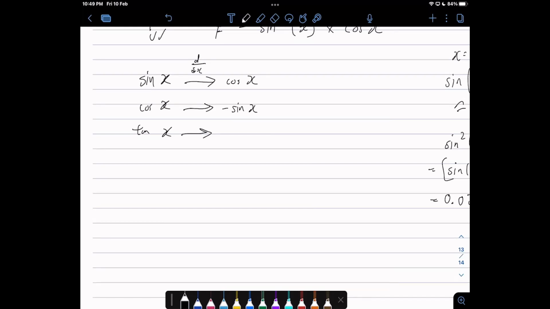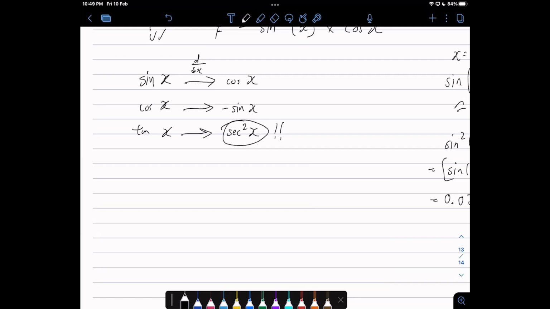Tangent is sine over cosine. So you could use quotient rule to derive. But I need you to memorize for me. Sorry, secant square x. Okay, still a bit iffy. Sorry, I just introduced only. Yeah, you gotta memorize this.